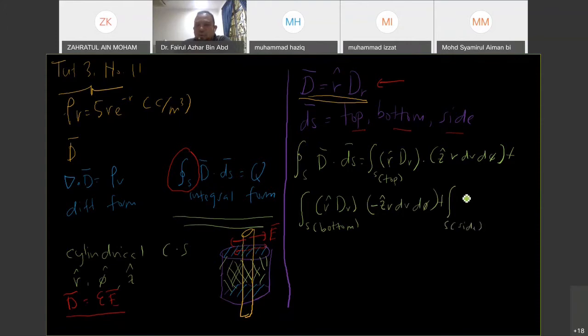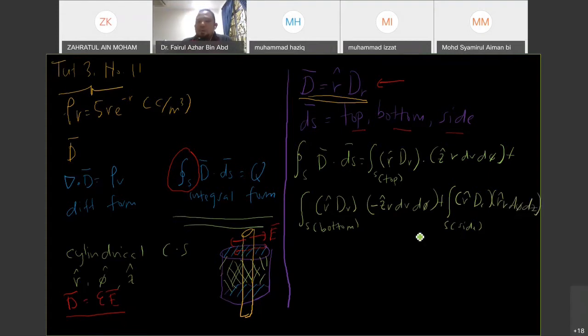So the expression for the vector of d, we will have the same expression, r cap dr, and the expression for ds will be in the r cap direction, r d phi and dz.